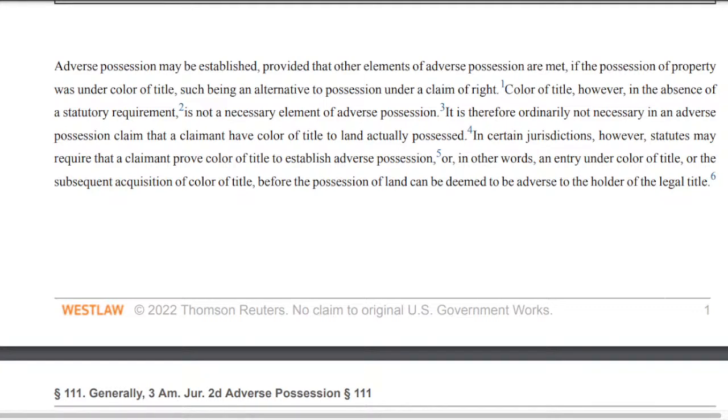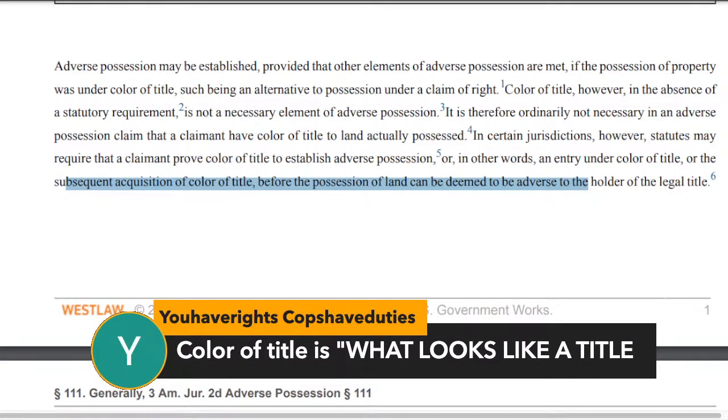Yeah, what looks like a title? What would that be? Something written on a piece of paper with a crayon? All right. In certain jurisdictions, however, statutes may require that a claimant prove color of title to establish adverse possession, or in other words, an entry under color of title. Or the subsequent acquisition of. Before the possession. So, what you said here, I think, is it. Wait, that's not it. This one here.